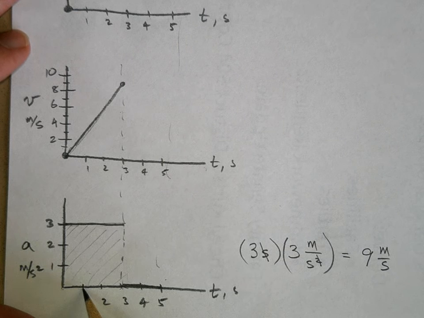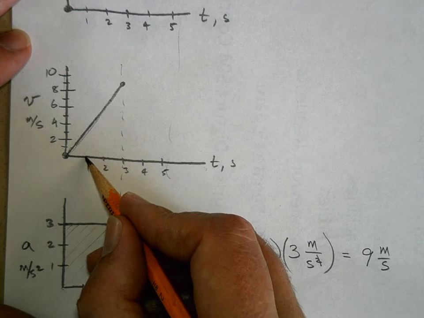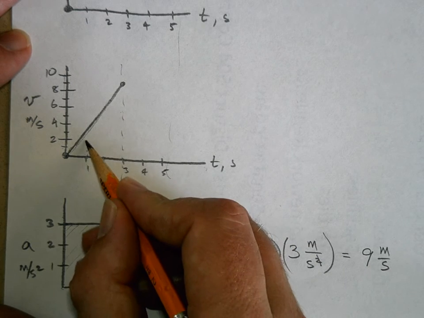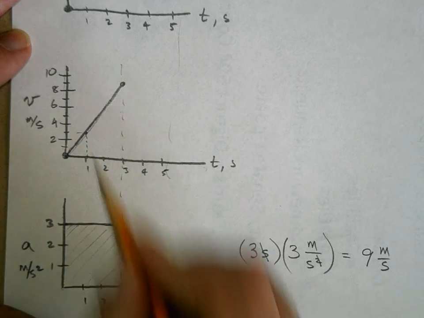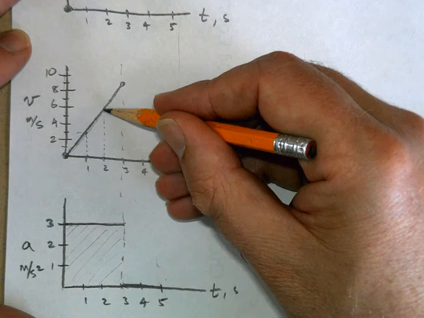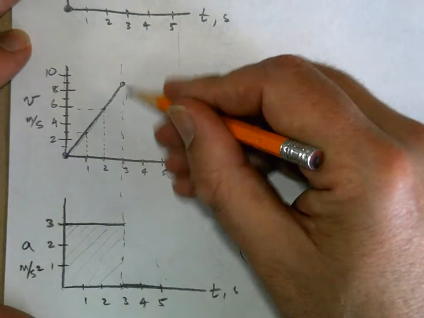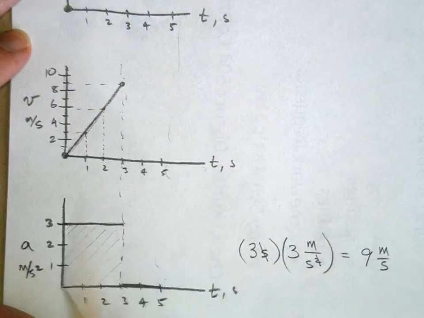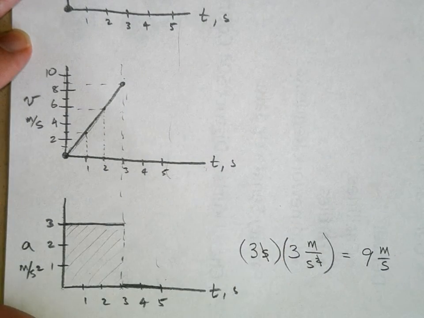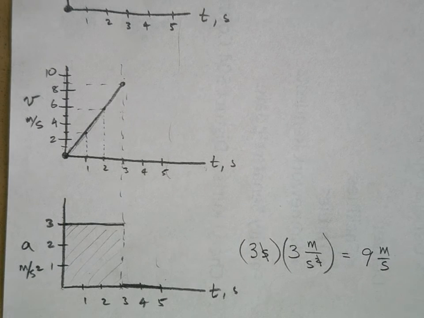Another way of looking at it is this. Every second, I change my velocity by 3 meters per second. So I start at 0. At 1 second, this should be 3. Oh yeah, look, it's right there. And then at 2 seconds, it should be at 6. And then at 3 seconds, it should be at 9. Because I'm increasing my velocity by 3 meters per second every second. Does that make sense to everybody?